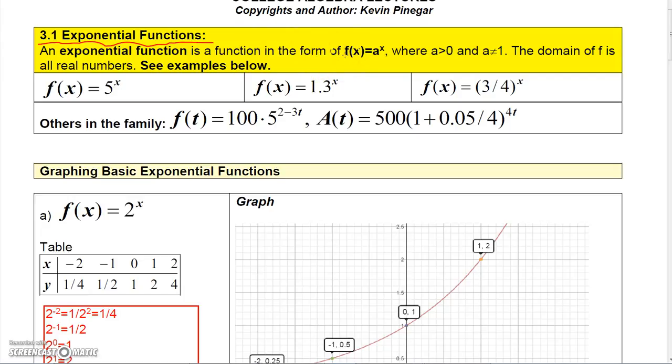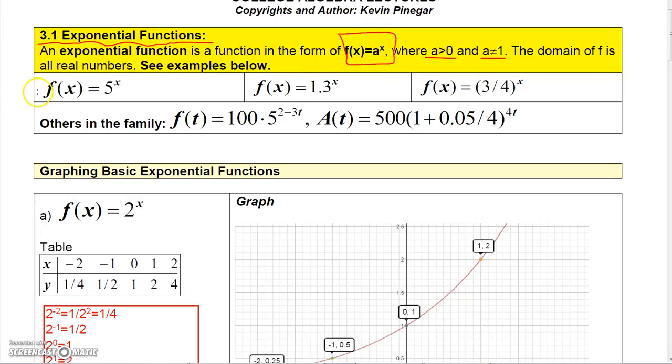An exponential function is a function in the form of a to the x, where a is a real number, and actually a must be a positive real number greater than 0 but not equal to 1, because if a equals 1 then you basically just have a constant function. So the base has to be a positive number that doesn't equal 1, and then the domain of this function is all real numbers, so x can be any real number.